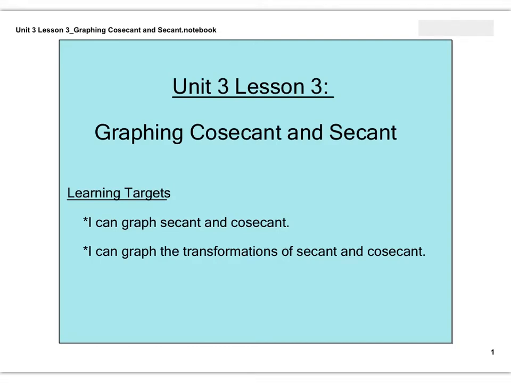Today we are going to do Unit 3, Lesson 3. We're going to learn how to graph cosecants and secants. So by the end, I hope you can say I can graph secant and cosecant, and I can graph the transformations of secant and cosecant.